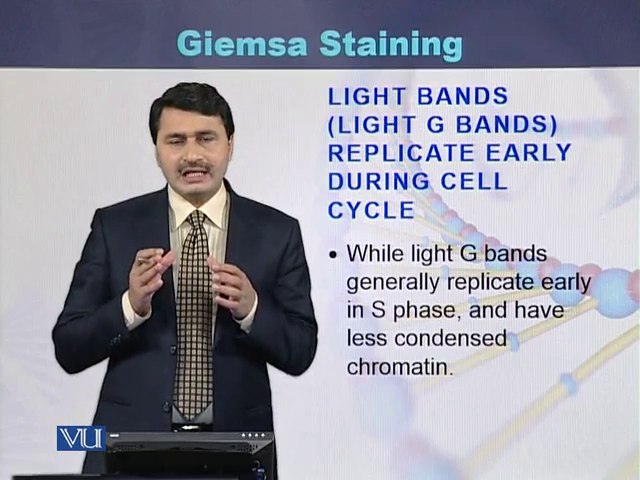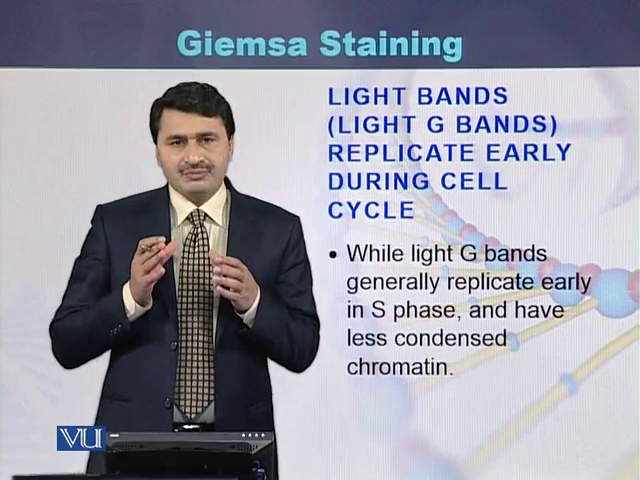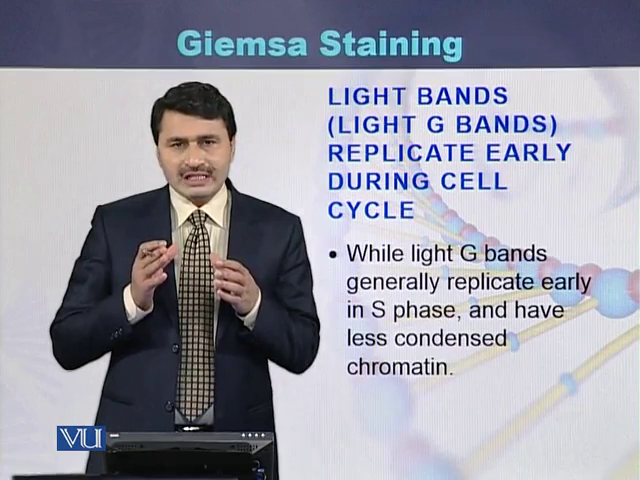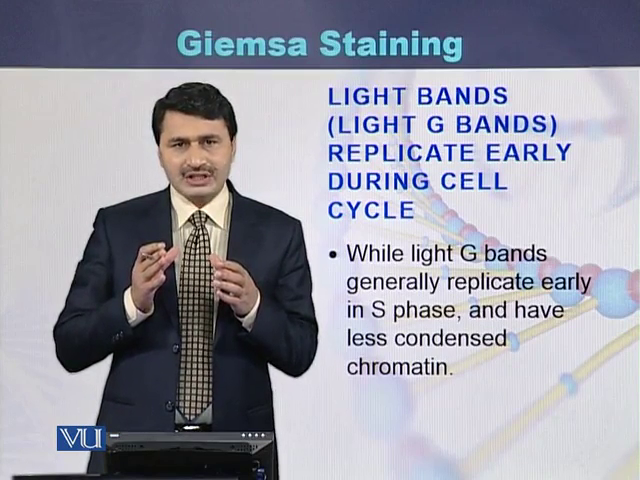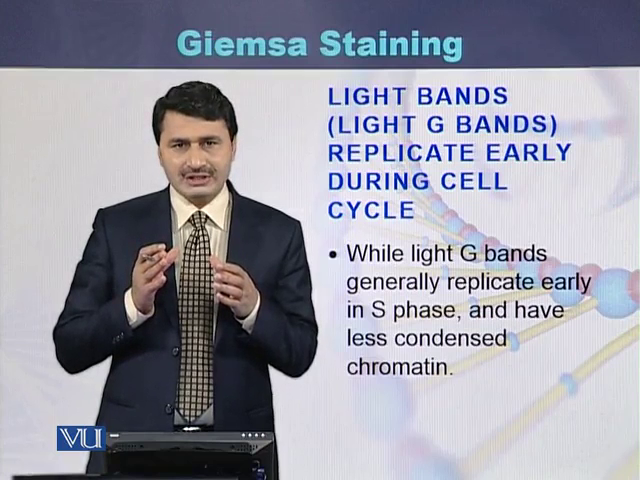While on the other hand, light G bands replicate early during the cell cycle. So this is the difference between the two types of bands, dark G bands and light G bands.